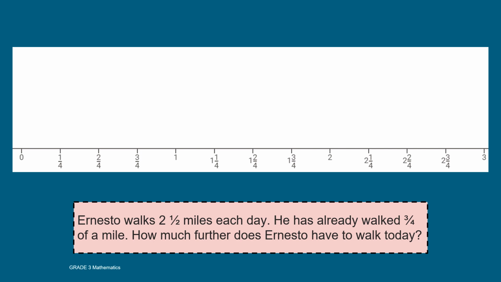What do you notice about this number line? We can see that this number line goes from 0 to 3. Why do you think I chose a range of 0 to 3? Yes, I know that Ernesto walked more than 2 miles, but less than 3. We can also see that the number line is counting by fourths.